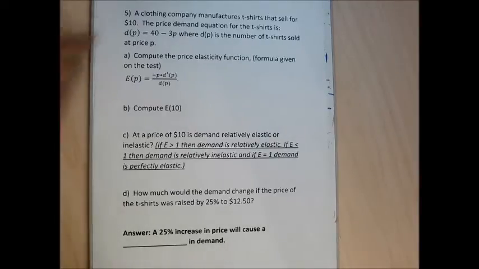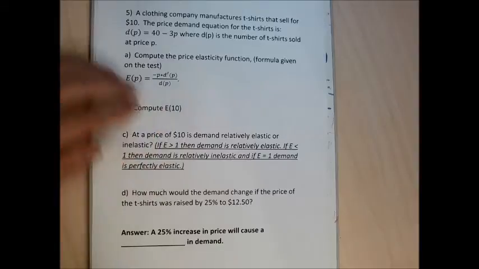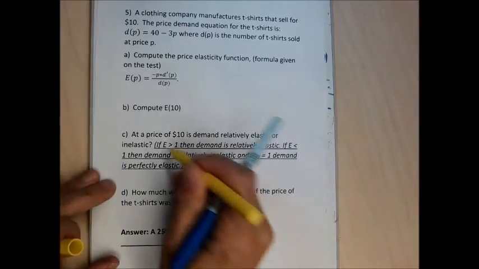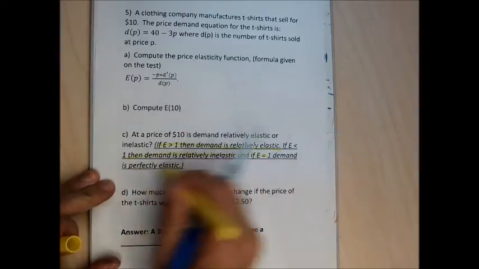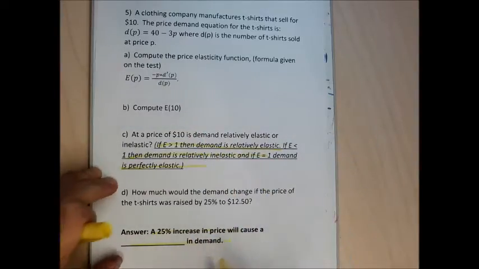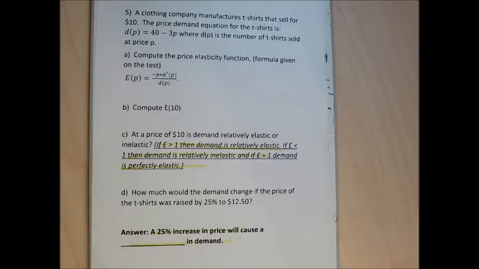So anyways, problem 5 on the test is going to look a lot like this, except it's not going to have a couple of these parenthetical comments. What it's not going to have is this, and it's not going to have that, but everything else is going to look the same.